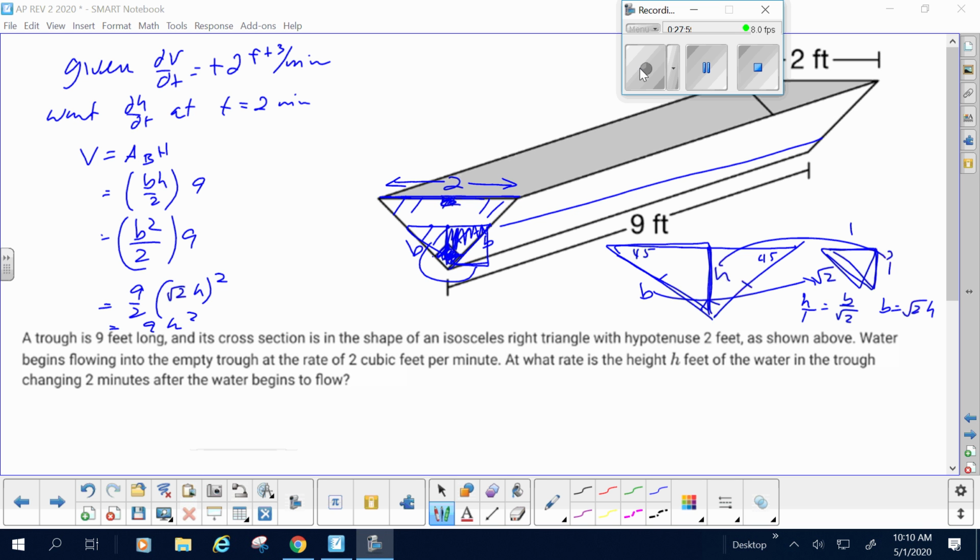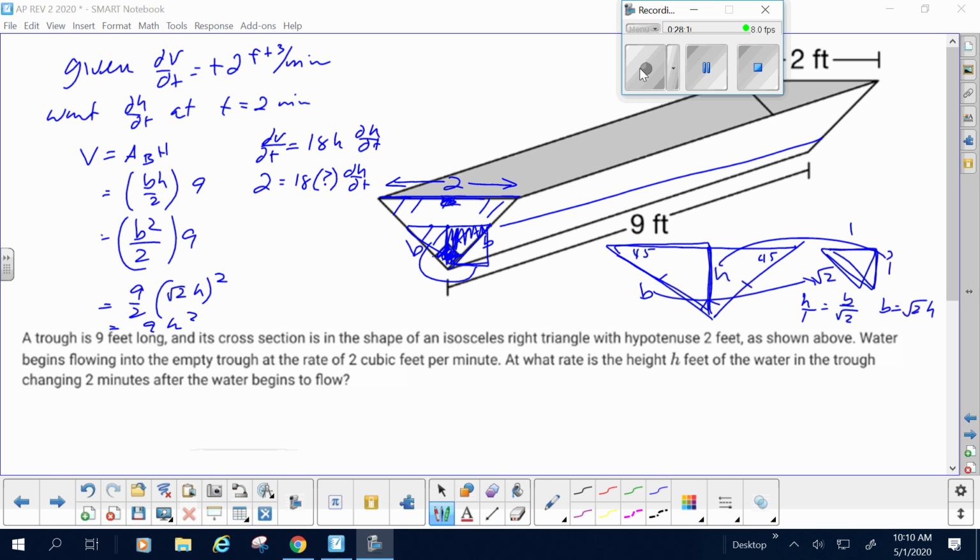All right, so here we go now. Differentiate with respect to time. dV/dt is 18h dh/dt. I have this. Cool, it's 2. I don't have this, and this is what I want. All right, now let's go there.